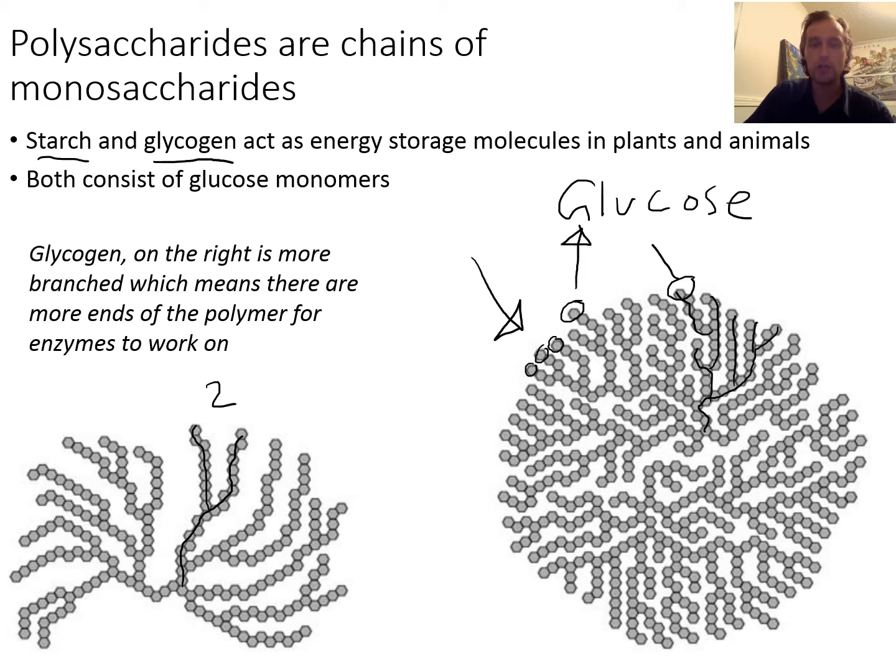They can't start anywhere. So if you were an animal that somehow tried to do an experiment of storing energy as starch, you would not have as rapid access to that energy because just in this little region here, we have one end here and another end there. So there's only in this part two places that enzymes could work to break off those glucose monomers for use as energy.